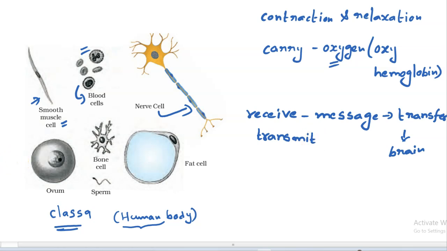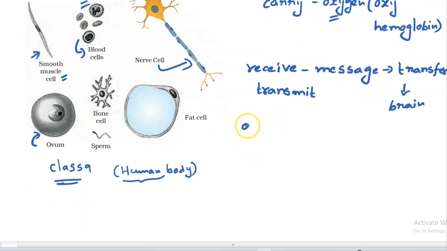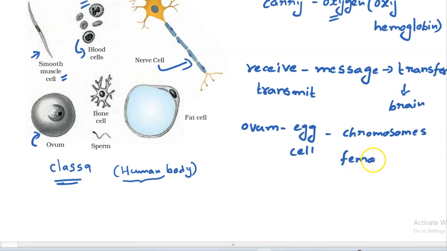The next example considered is ovum. Ovum is an egg cell, a female reproductive cell present in humans. It carries the chromosome set that is transmitted from the female parent to the offspring. It acts as the female gamete.